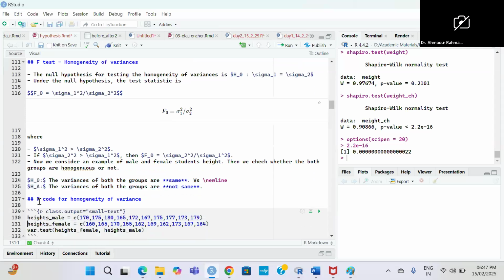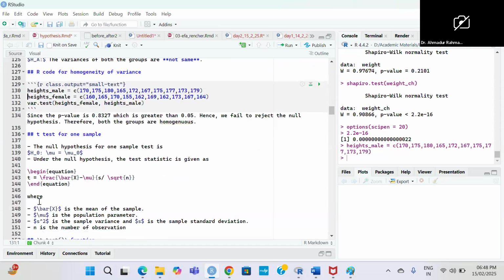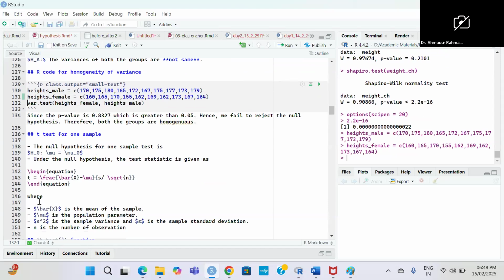Then we have taken two observations. One is heights of male and the second is heights of female. So first run these data sets, and the function for this is var.test. Simply give both the variables, height of female and height of male, and run the command.